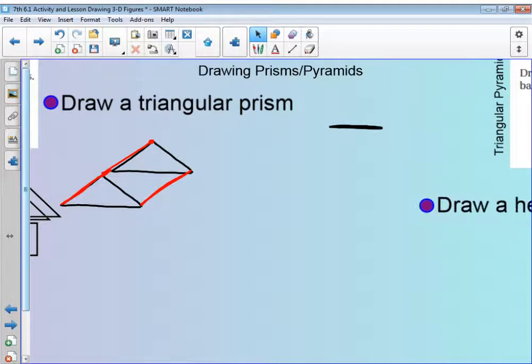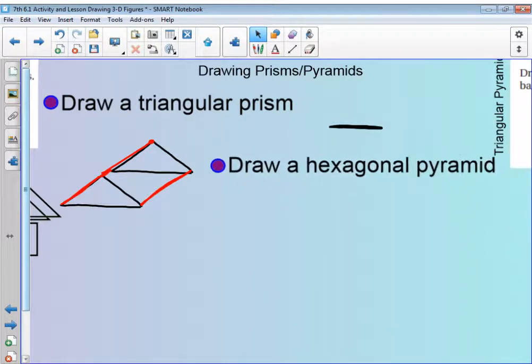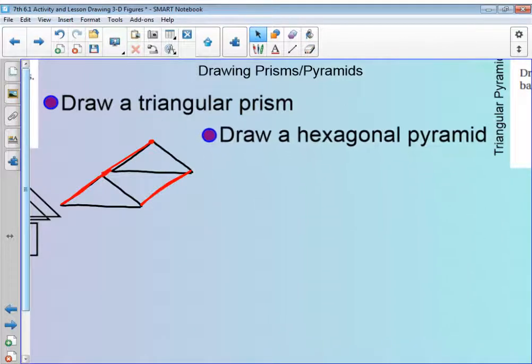Okay, so the next one asks us to draw a hexagonal pyramid, hexagon. So a hexagon, H-E-X, the number 6 has an X. So we have a 6-sided figure. So draw the best that you can a hexagon. So hexagon, 6 sides, kind of looks like this.